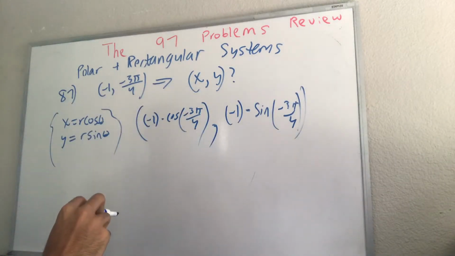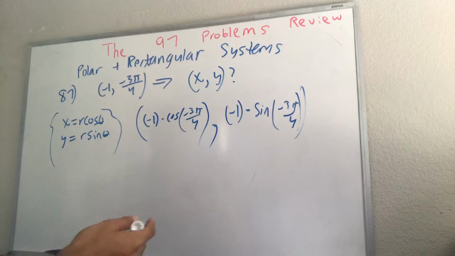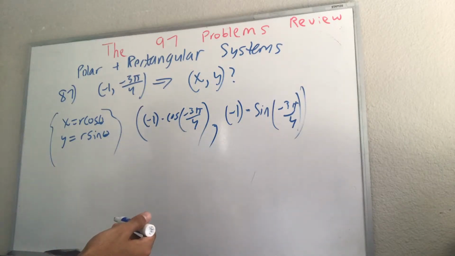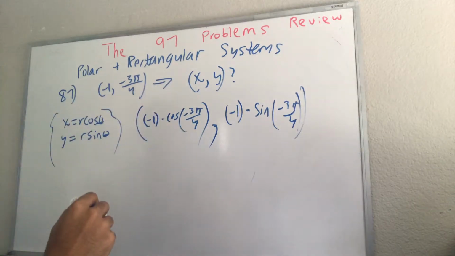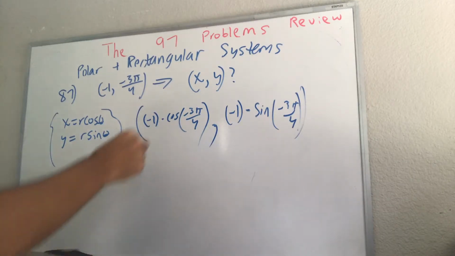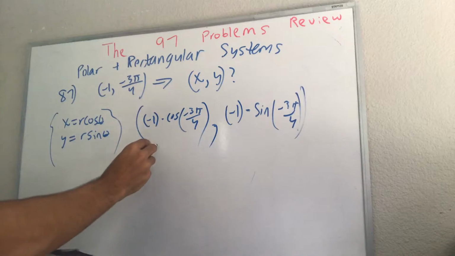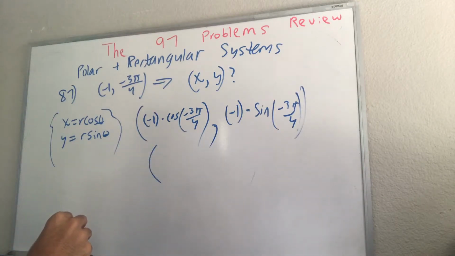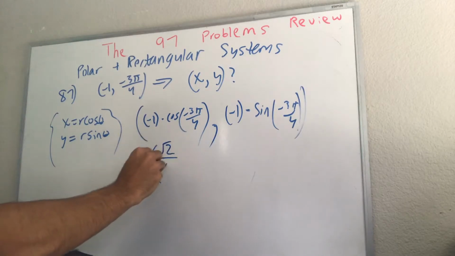Now when we're looking at this, cosine of a negative angle is equal to cosine of that same positive angle, right? So cosine of 3 pi over 4. Well, cosine of pi over 4 is root 2 over 2. This is in the second quadrant, therefore this must be negative. So we're seeing negative root 2 over 2, and we're multiplying that with a negative value. So our overall x coordinate must be positive, so it is root 2 over 2.